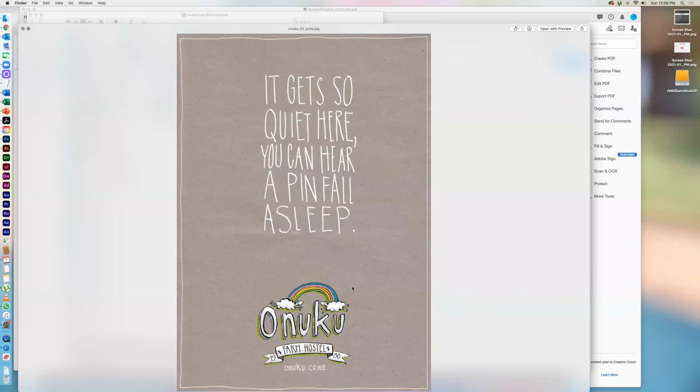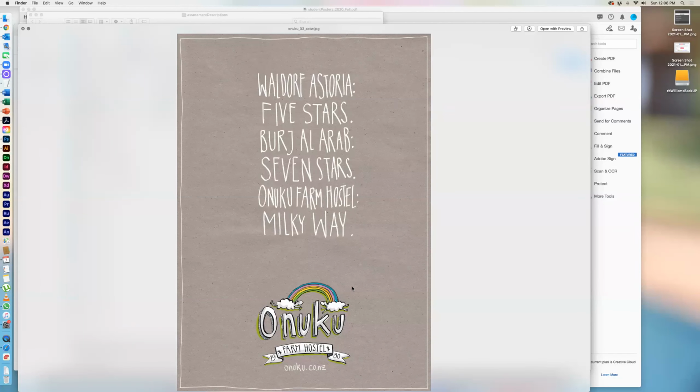So it gets so quiet here, you can hear a pin fall asleep. So you don't hear a pin drop. That one might be a little more of a stretch. Any reaction? So this is saying Waldorf Astoria, New York, 5 stars, Burj Al Arab, 7 stars, Dubai, Onoku Farm Hostel, Milky Way. So you can see the entire sky and the whole Milky Way. Kind of like if you went to Lapland and saw the Northern Lights, you could sort of do something like that.